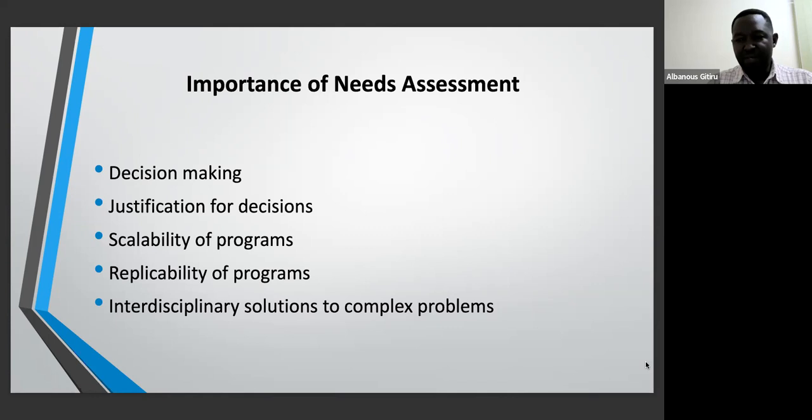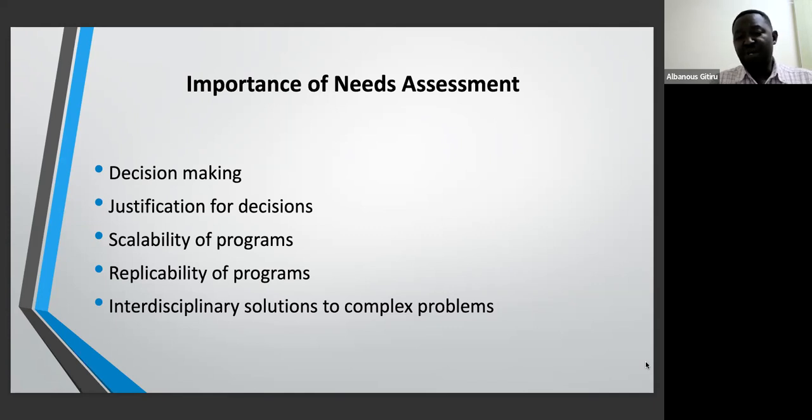Decisions within the program management facets have to be informed decisions. So for you to be able to make the right decisions, you will need to have evidence or data accompanying your decision-making activity or process. So needs assessment gives you that critical aspect and the power to make the right decisions.